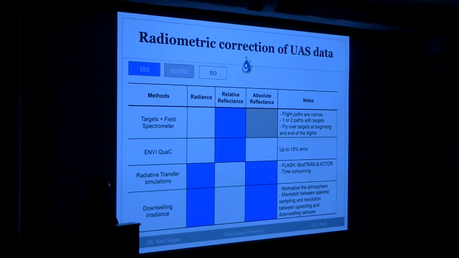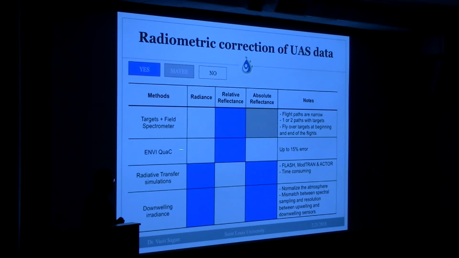And then in terms of calibration, we tested a number of things. One is the target and field spectrometer option, right? Then often what you get is relative reflectance. The challenge is that each flight path comes back depending on the time delay, and again, the incoming light may change. So that's one challenge.